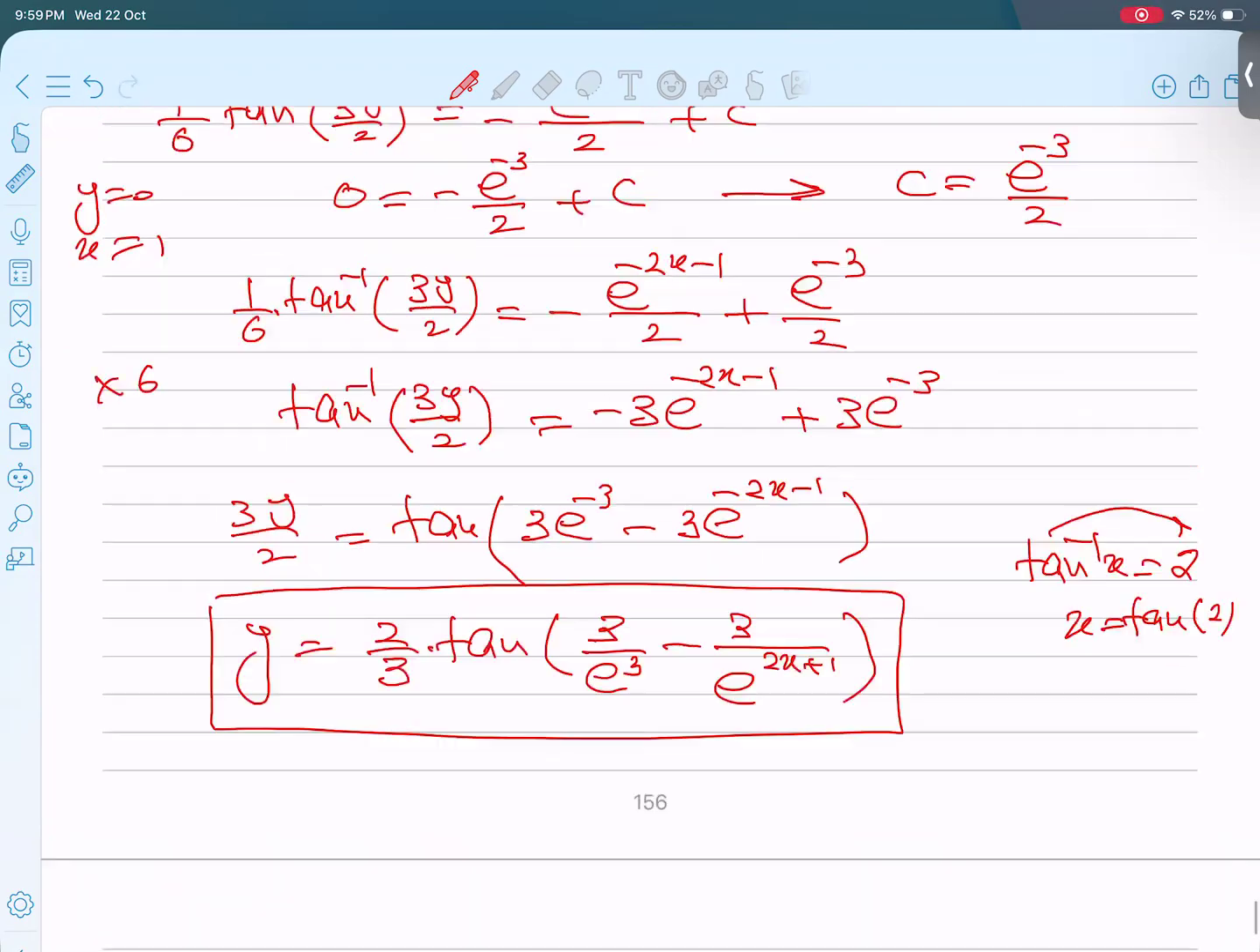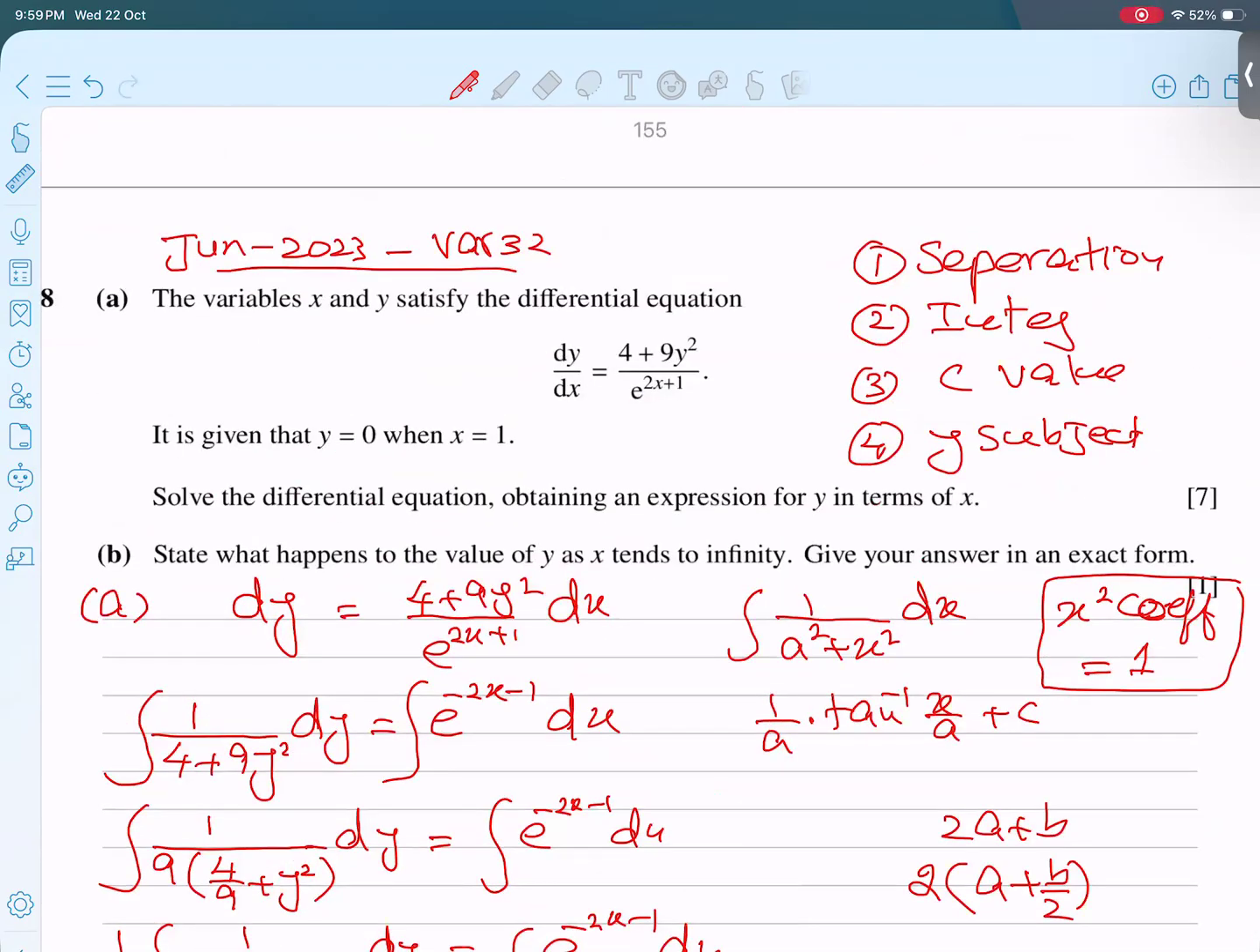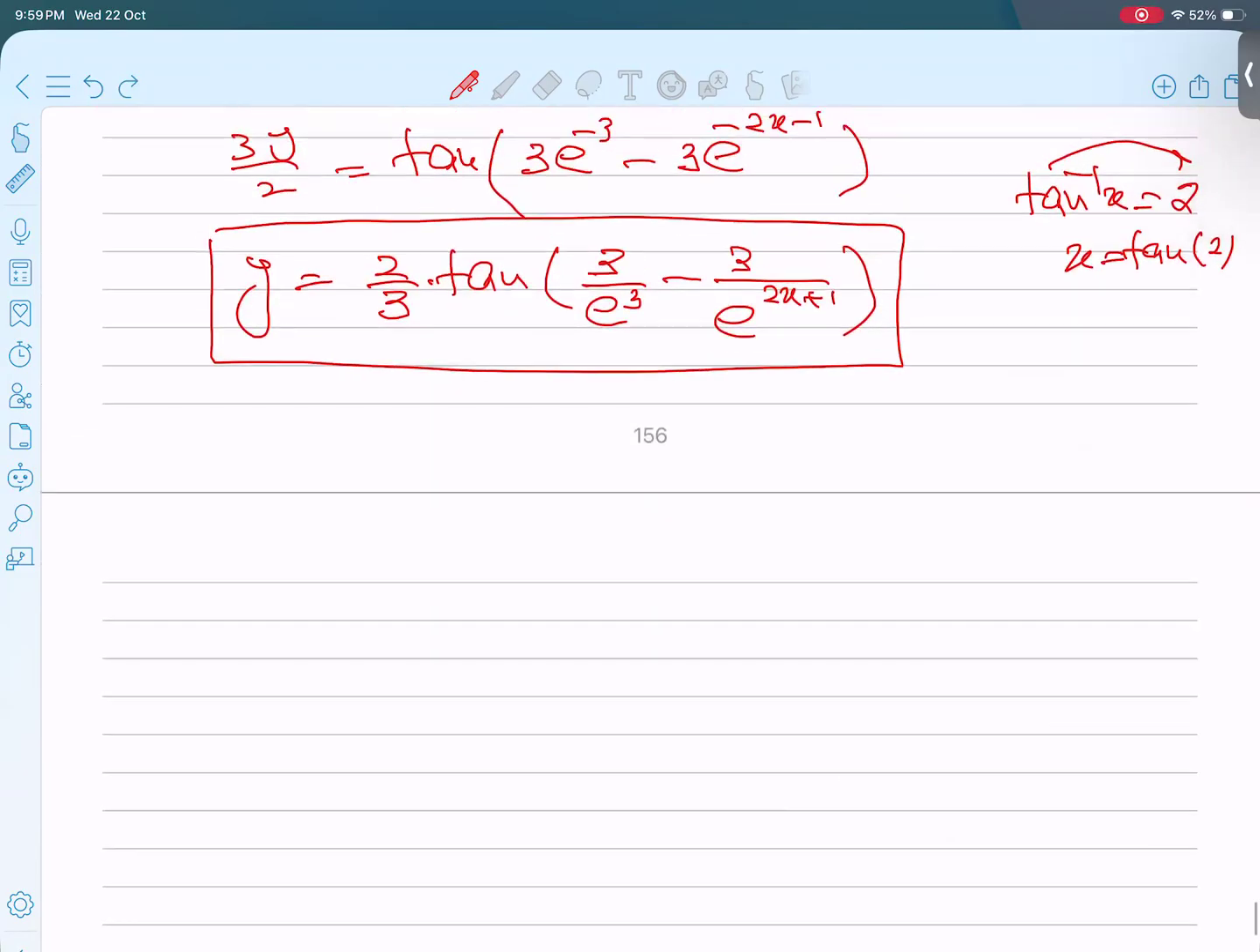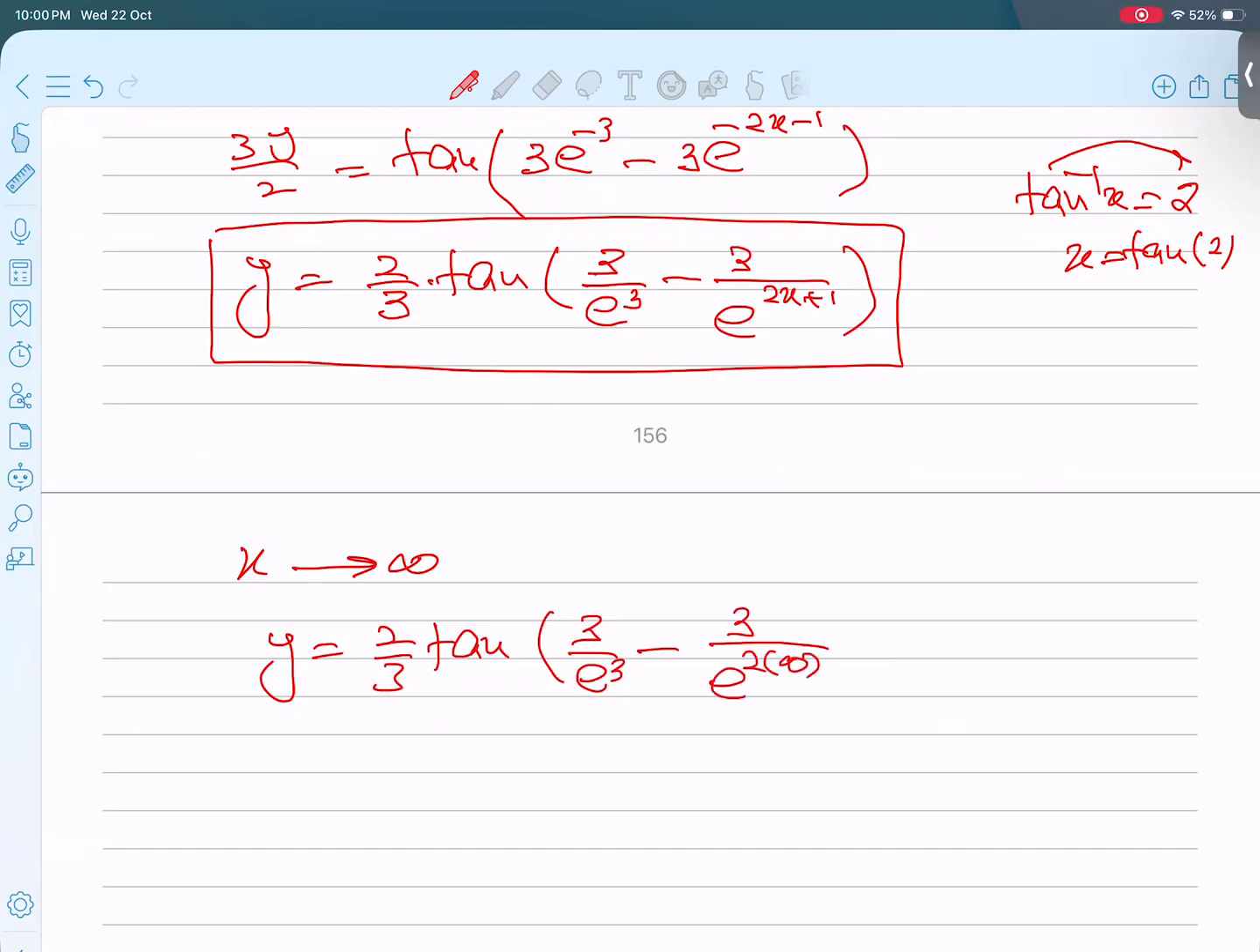Last part of the question. He said, what happens to the value of y when x tends to infinity? And an exact form we're looking for. When x tends to infinity, I'm going to plug in x tending to infinity. So y equals 2 by 3 tan of 3 over e cube minus 3 over e to the power 2 times infinity plus 1.